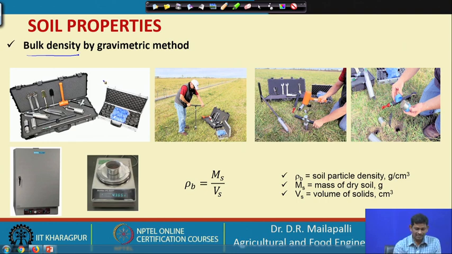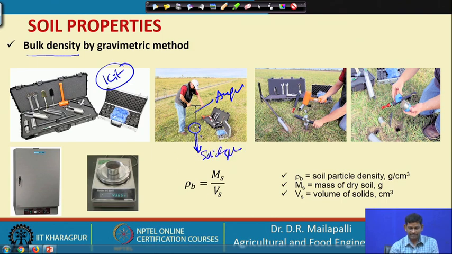This is called a bulk density measurement kit. This is a kit we generally use to take the samples. As you see in the different pictures, first you have to dig a hole using an auger. Suppose you want to take a measurement at 15 centimeter soil depth, that is, find the bulk density at 15 centimeter depth. Using the soil auger, you take out the soil up to 15 centimeter.